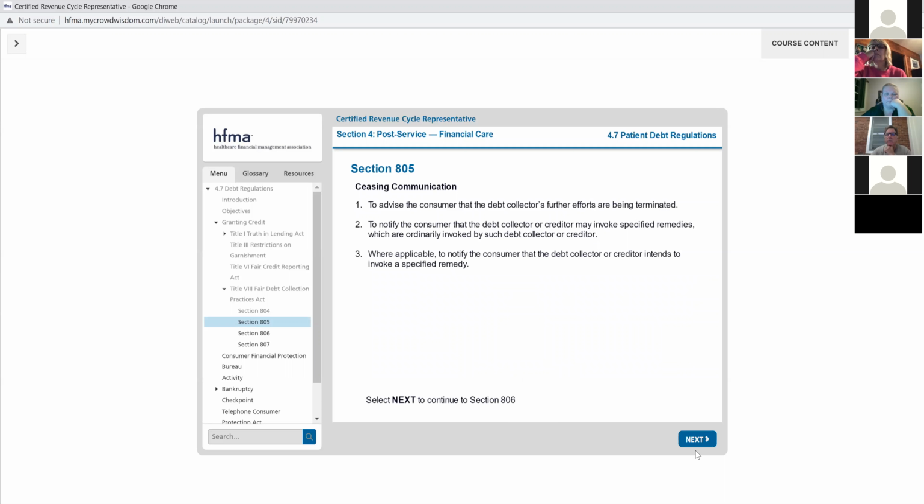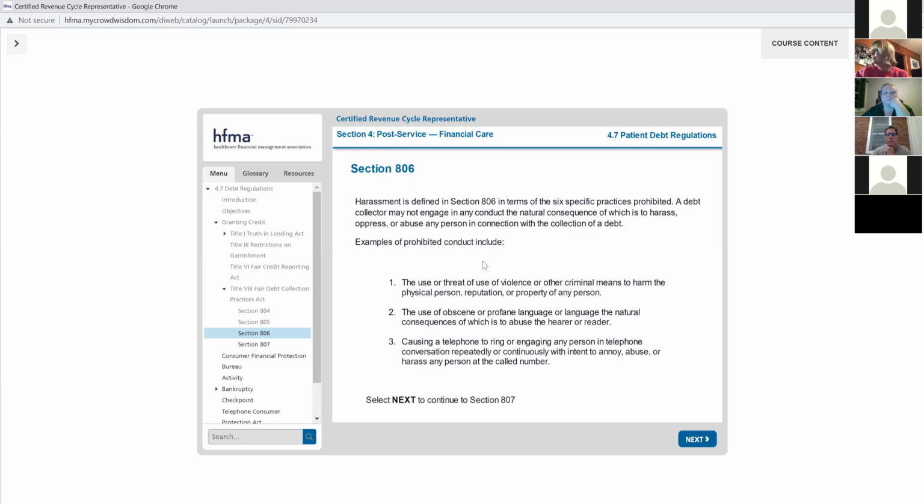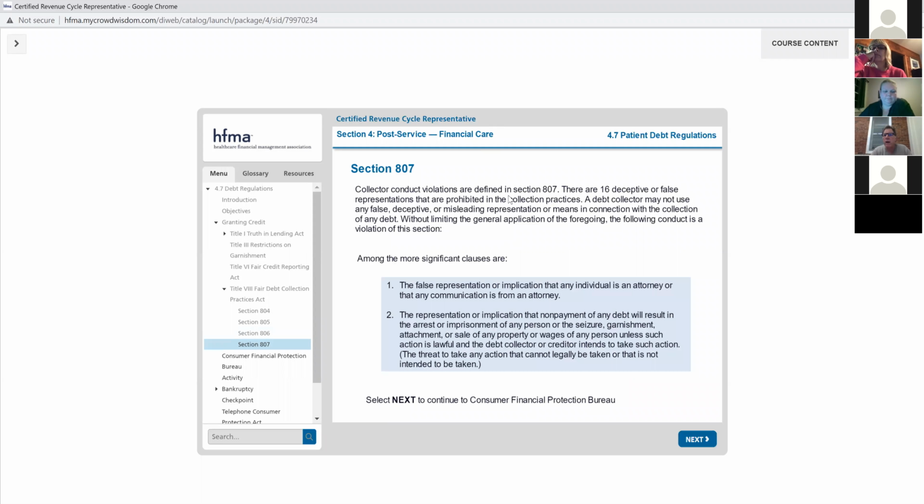So again, you're probably not going to get into the specifics of each section, but you just might want to take note of them for the exam. Section 806 speaks about harassment. You can't threaten, use obscene language, and so on. So we'll go beyond that. And Section 807, false representation. You can't call up and say, I'm an attorney and we're going to sue you and take your house and so on. So you can't misrepresent yourself to the consumer.